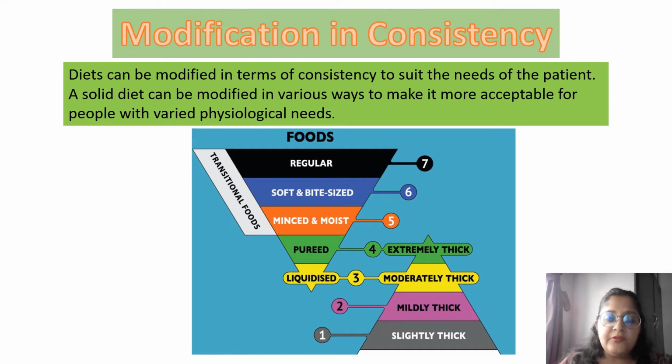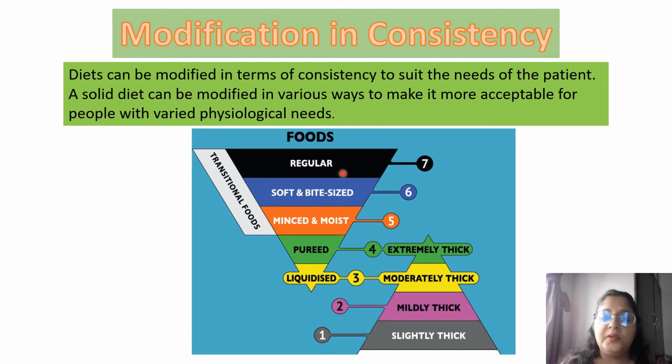If you can see the photograph given over here, the black colored one shown is the regular food that we give to people. That is the general food. When a person is all right, when the person doesn't have any problem in taking any kind of food, then we give the regular food.